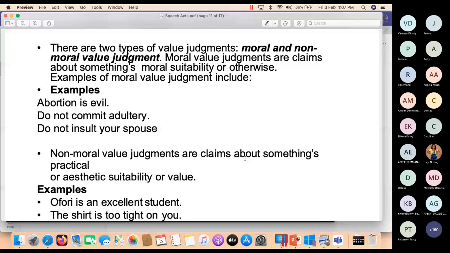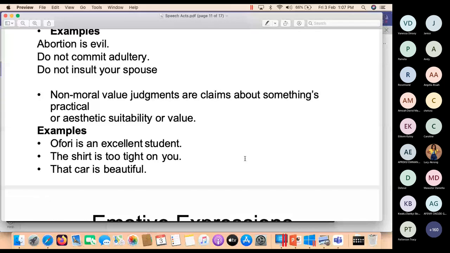Non-moral value judgments are claims about something's practical or aesthetic value. So the non-moral ones are about practical value, utility value, or aesthetic value. Practical values include strength, durability, reliability, profitability, productivity, efficiency. Those are all practical or utility values. And then aesthetic value has to do with beauty, whether something is beautiful or not.